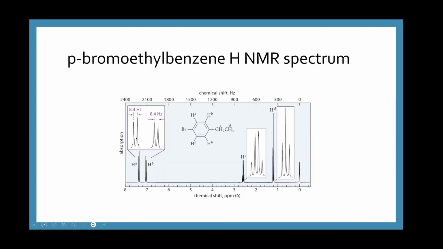Now I just have this last slide. This is back to proton NMR. And the goal here is really just to show you how symmetry plays a role in proton NMR. The spectra that we've looked at so far, those molecules did not have a plane of symmetry. But here's one that does. So this is para-bromoethylbenzene. We have this benzene ring. We have bromine para to the ethyl group. So the plane of symmetry here is kind of through those para groups.